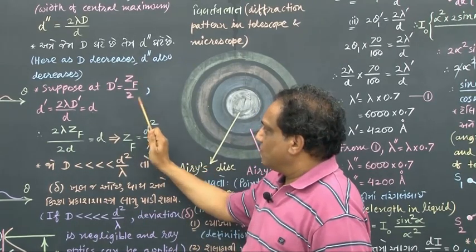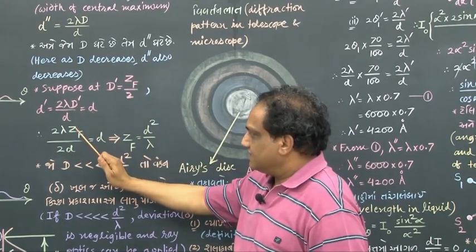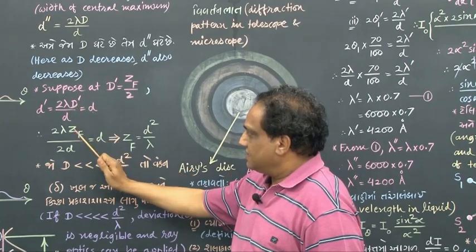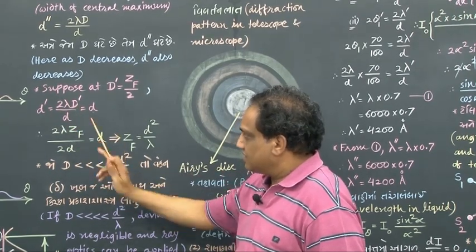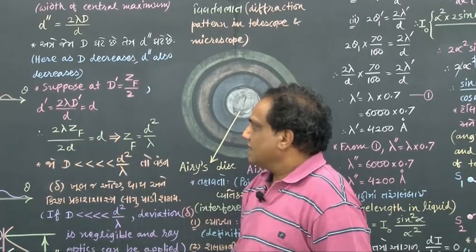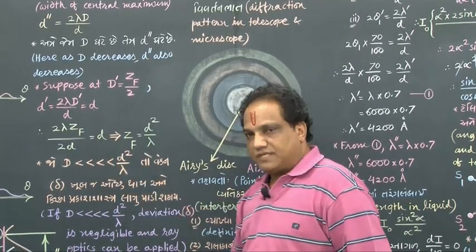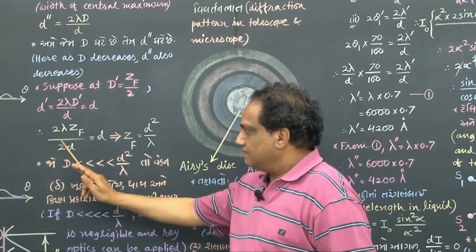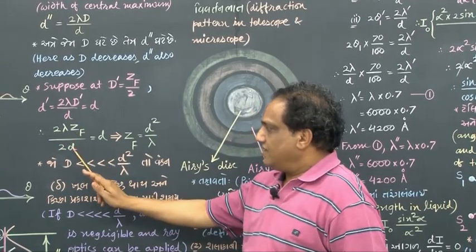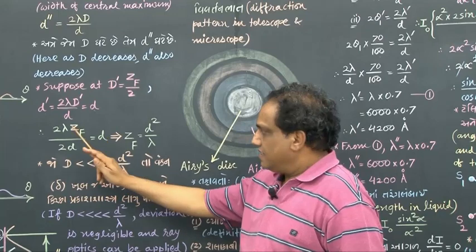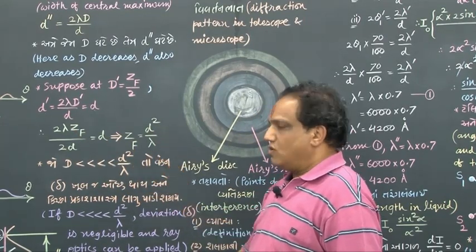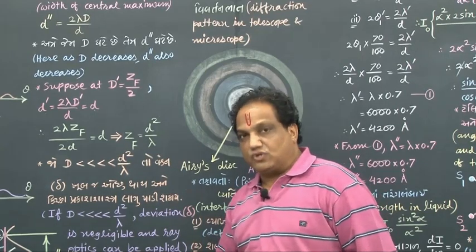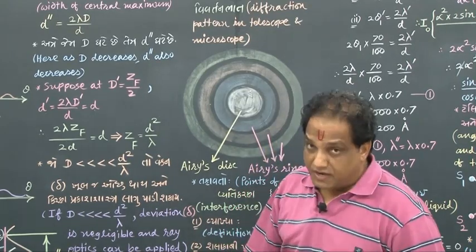D dash is ZF upon 2. This 2 lambda as it is, small d also as it is. Now tell me, 2 will cancel. Find out ZF: d into d, d square. Lambda will come down. ZF equals d square upon lambda.